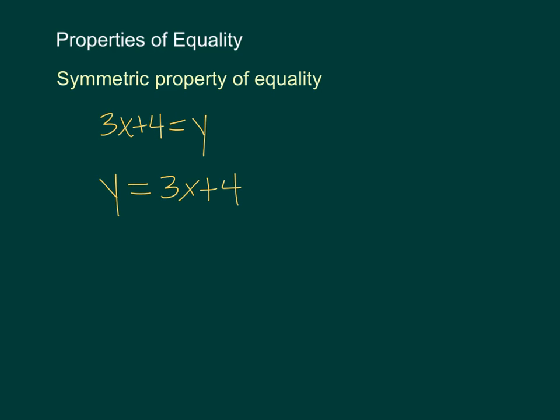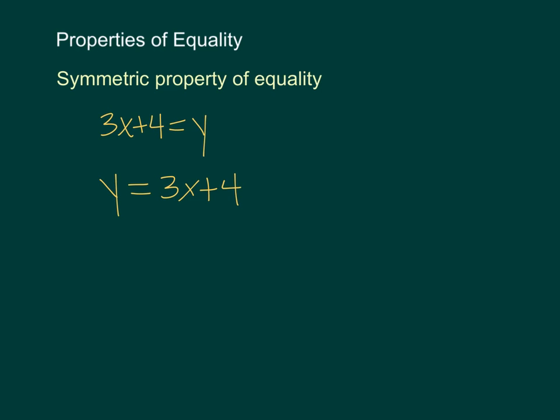So all I'm doing is taking what's on the right side of the equation and putting it on the left side, and what's on the left side and putting it on the right side. I'm just flipping it around because when we work with these kind of equations coming up next chapter, we like to have the y on the left side. So if I have this, I can just turn it around to be this, and it's the same exact thing. So that's the symmetric property of equality.